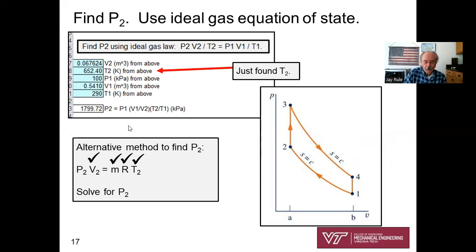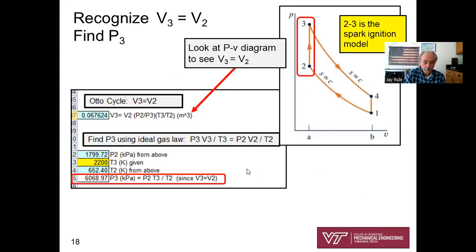Okay, so here's the pressure P2. Now you say, wow, I couldn't remember that jingle, but I did remember the ideal gas equation of state. It is perfectly valid to solve for P2 this way. You know the mass, you know R, you know T2 and V2, so you can solve for P2 with an identical approach. Alternative way to find P2. Okay, so now we've got P2. We're marching through the cycle analysis.